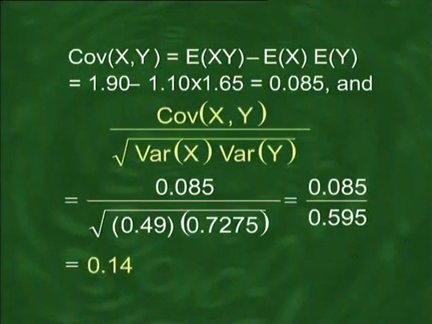0.085. Now, the correlation coefficient is given by the covariance of xy over the square root of the variance of x into the variance of y, and substituting all the values, the correlation comes out to be 0.14.